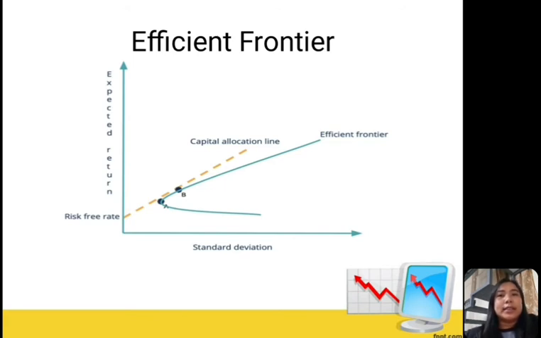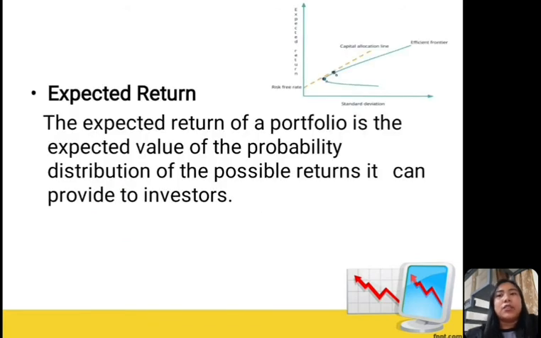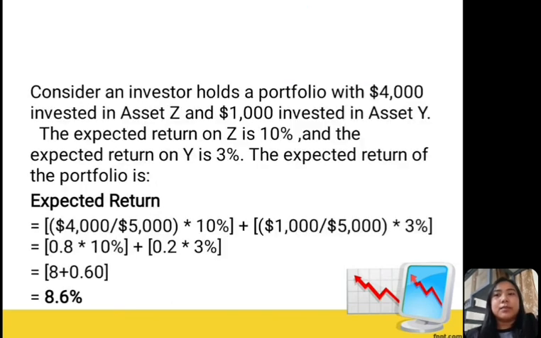So we have the expected return, which is the expected value of the probability distribution of the possible returns it can provide to investors. Consider an investor holds a portfolio with $4,000 invested in asset Z and $1,000 invested in asset Y. The expected return on Z is 10% and the expected return on Y is 3%. The expected return of the portfolio will be 8.6%.